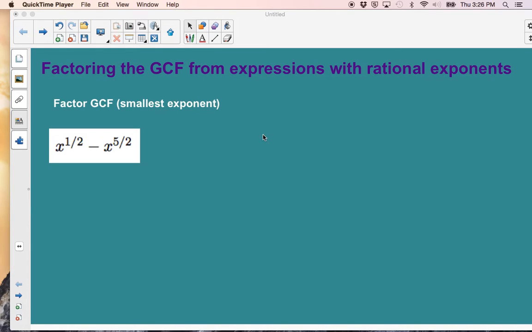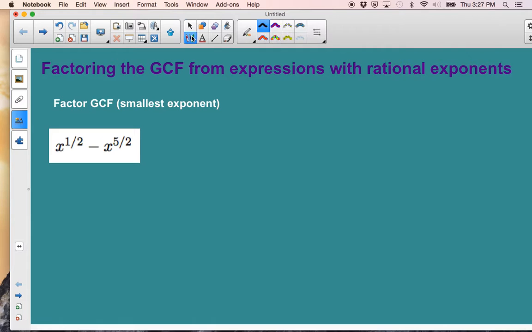All right, so today we're going to be talking about factoring the GCF from expressions with rational exponents. So remember, a rational number is a number that can be made into a fraction. So today, all of your exponents are going to be numbers that are fractions. And we're going to do 6 examples.